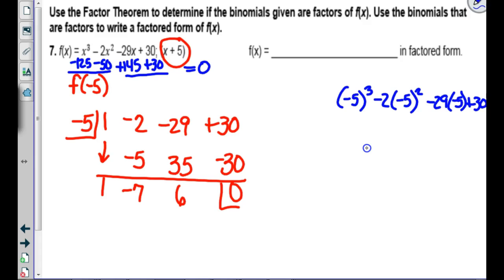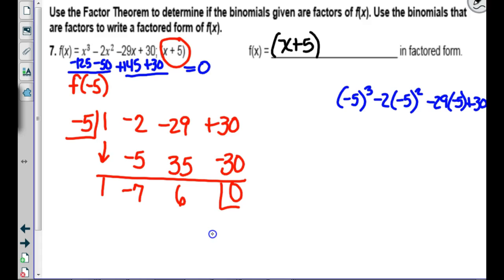Did Savannah find your mistake? No? Okay. I did the division, it came out 0. So negative 5 is a zero. What's the factor, guys? Be careful. I almost wrote it wrong. What's the factor? x plus 5. Okay, x plus 5 is the factor.